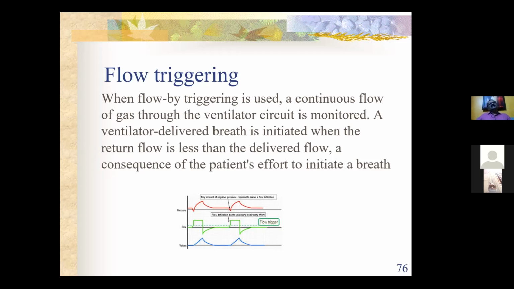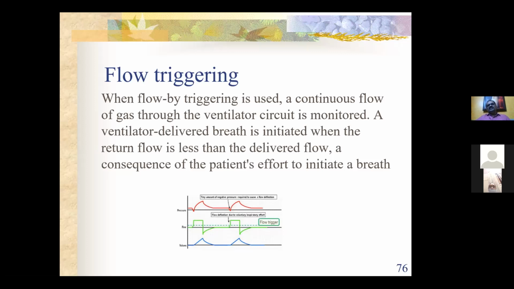So once the patient takes in an effort, the 3 liters that is going from the inspiratory end will not, if the patient takes in a breath, there will be some amount of air that is being sucked in, and the return flow will be less than the 3 liters that is the basal flow that is usually set on a ventilator. So when there is a change in flow, that is sensed by the sensors in the expiratory part, and the machine will trigger. That is what is happening in a volume or a flow trigger.